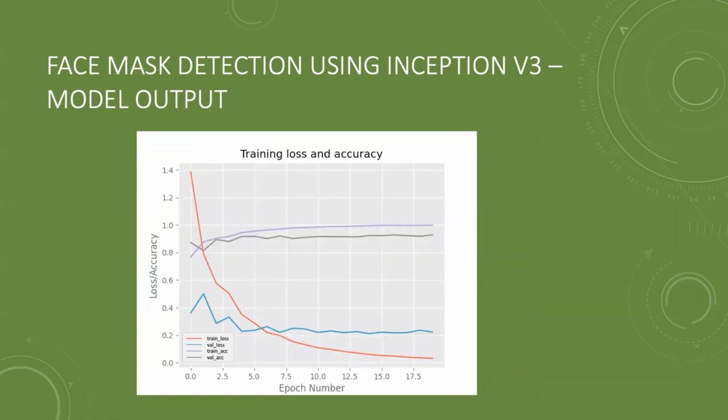This is the training loss and accuracy plot. With Inception V3, we have received highest training accuracy and the second best validation accuracy.